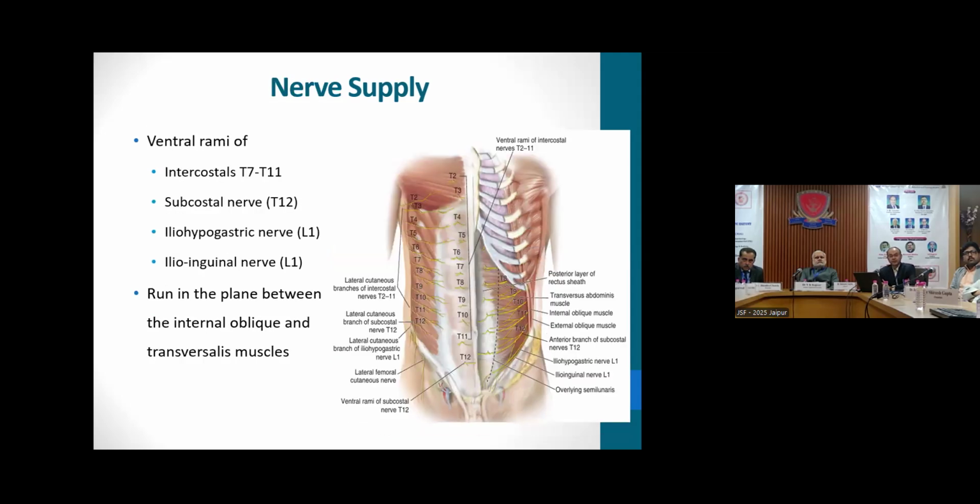The abdominal wall derives its nerve supply along the dermatomes. The various nerves supplying it are the ventral rami of the intercostals from T7 to T11, then the subcostal nerve, iliohypogastric, and the ilioinguinal nerve. So the supply is basically from T7 till L1. They run in the plane between the internal oblique and the transversus abdominis muscle, which is the most important point to be considered while operating on the anterior abdominal wall.